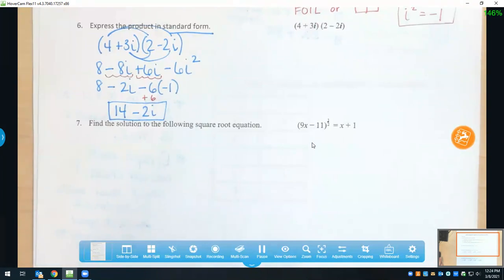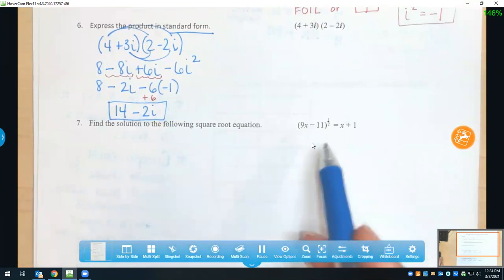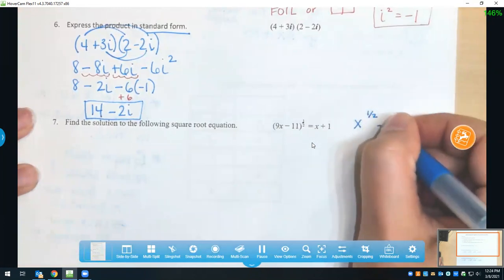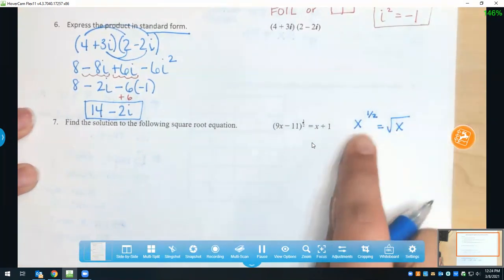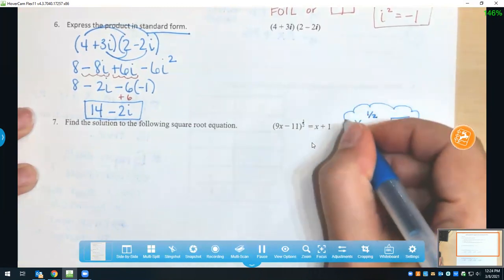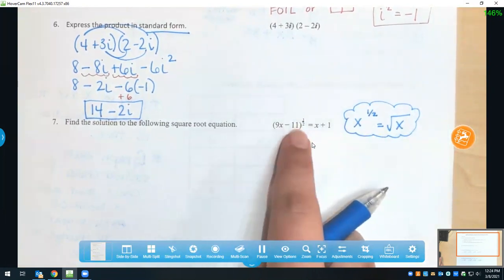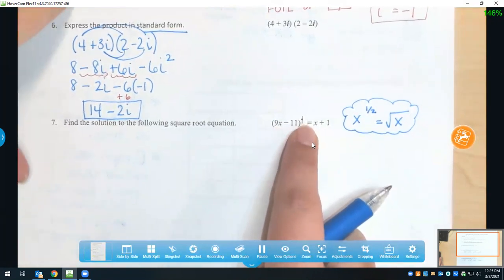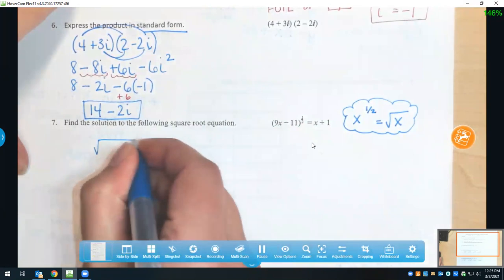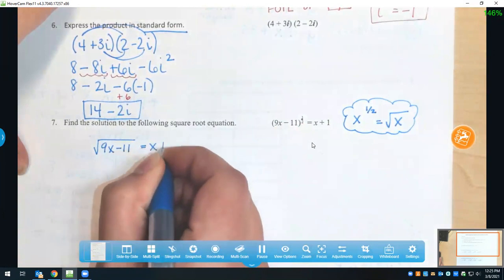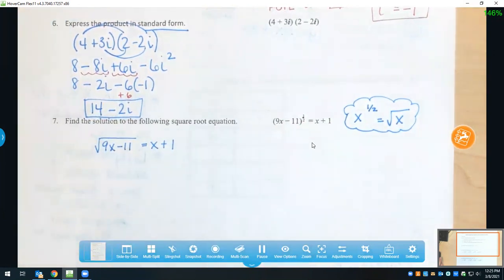So number seven, find the solution to the following square root equation. The first thing we need to remind ourselves about, just like with the 1/3 we saw recently, is that a power of 1/2 is the same thing as a square root. Okay, so when you see that, I know that it didn't print super great, but this (9x minus 11) to the 1/2, that's the same thing as writing the square root of 9x minus 11, and that's equal to x plus 1. Okay, so of course, right?